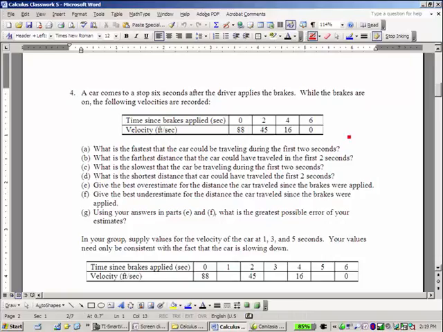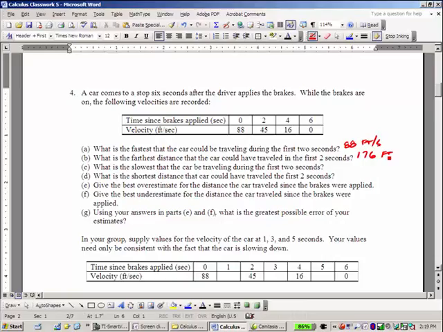But do you agree the upper limit would be 88 feet per second? All right, so if we were traveling at 88 feet per second and we know that we were traveling for 2 seconds, what's the farthest we could have gone? 176. You're multiplying by 2, right? So the farthest you could have gone is 176. We actually call that the upper limit. Let's look at the lower limit.